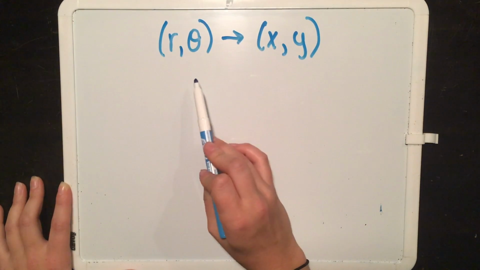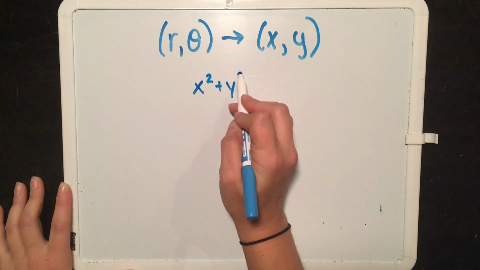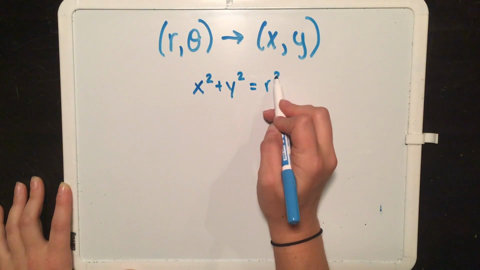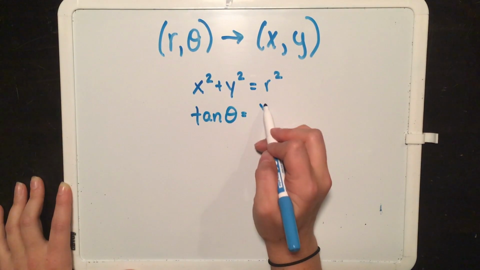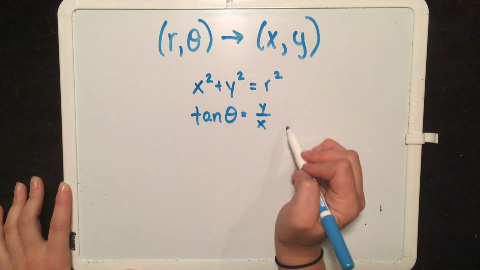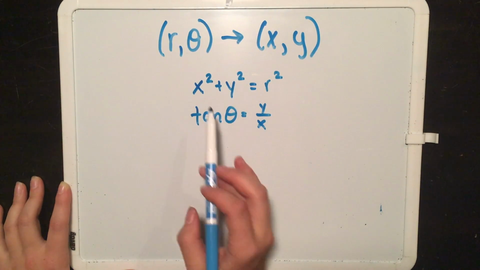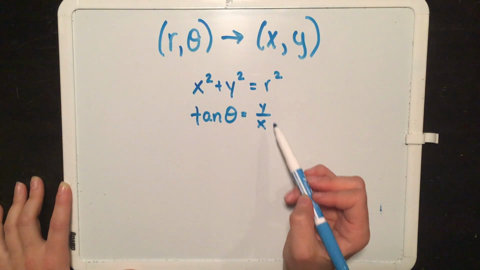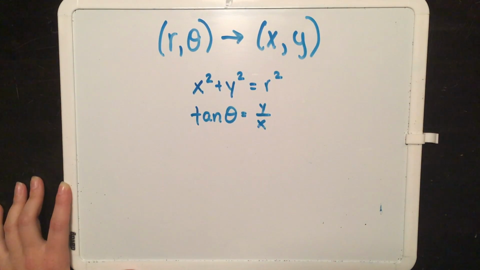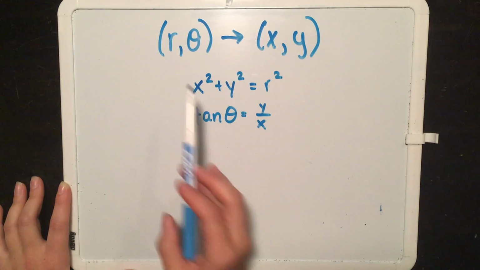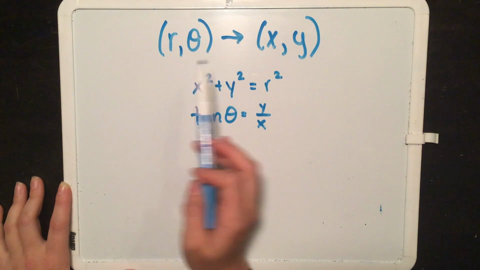Now when we're doing the opposite, we used the Pythagorean theorem and the tangent formula. The problem with using these two formulas in this reverse scenario is that they depend on both x and y in order to find r and theta. But instead, we have r and theta, and we need to use both values in order to find x and y.